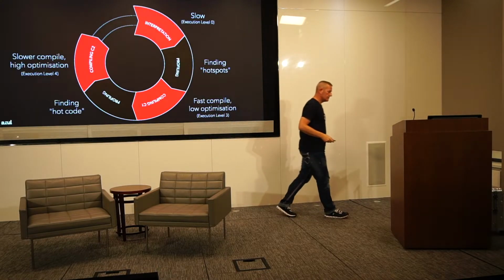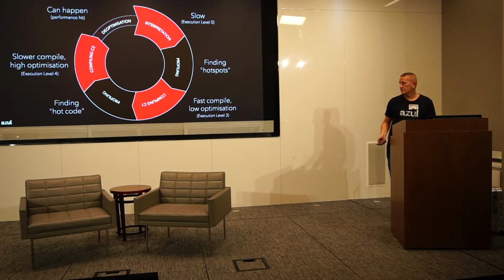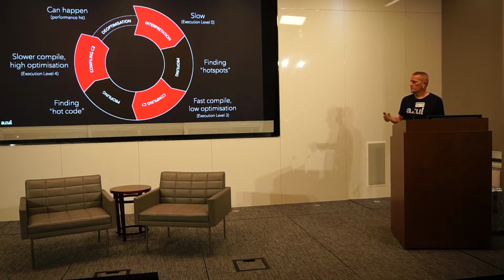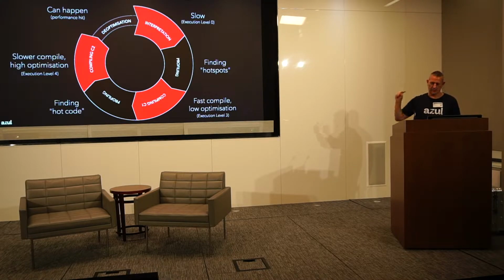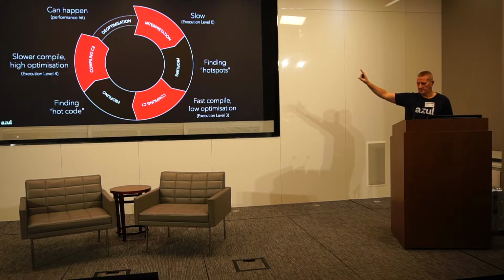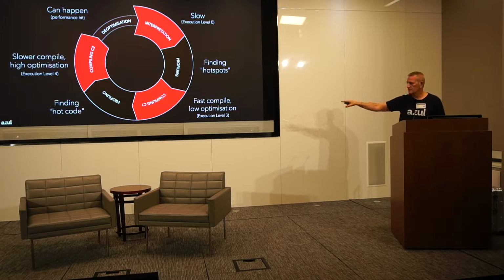This I didn't mention before, this is de-optimization. The question is, why the heck do I need de-optimization? Because I do all this stuff to optimize the code, and then I de-optimize it, and you see the arrow goes back to interpretation. First of all, this is a performance hit. The reason is totally clear, because we go from highly optimized code back to interpretation, and then again to C1, and then again to C2. The question is, why do we do that?